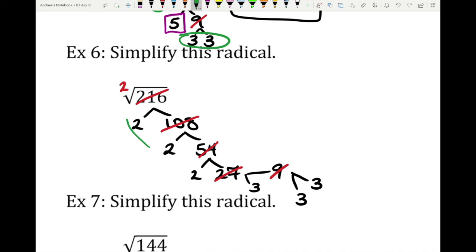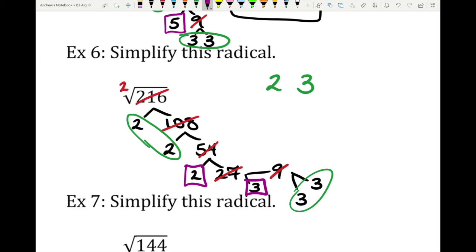So I've got this pair of 2's, and I can also grab a pair of 3's. That means we're going to have a 2 and a 3 on the outside. But then there's another 2 and another 3 that were left over. Oh, so sad. Those are going to have to go inside the radical. But again, don't leave that as 23 square roots of 23. That is not what we're doing.